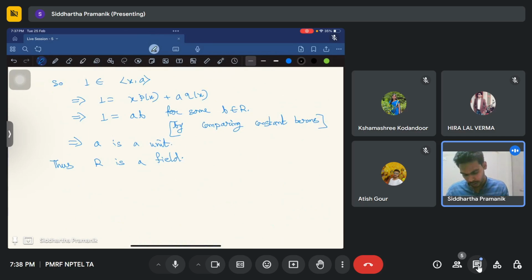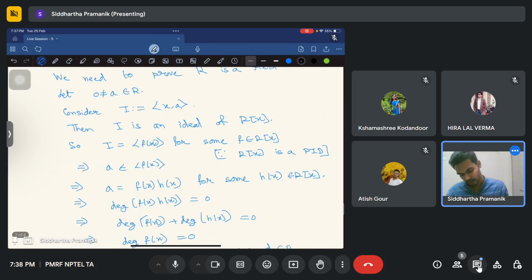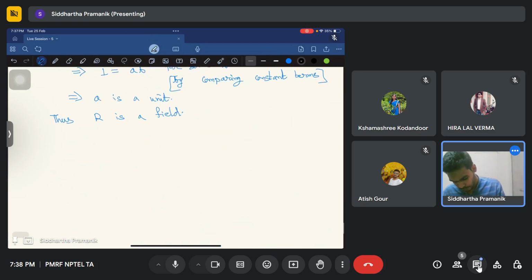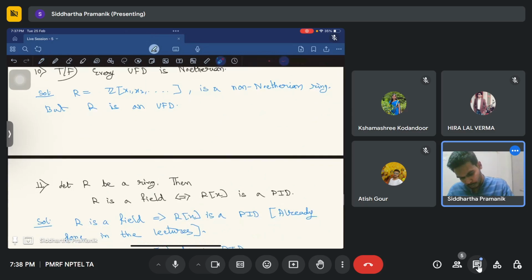Okay. So I want to mention one more general version of this theorem. So let me put that as a remark. This theorem is about when the polynomial ring in one variable is a PID, right? But if we weaken the condition, like instead of PID, if we ask it is just a principal ideal ring, then what can we say?